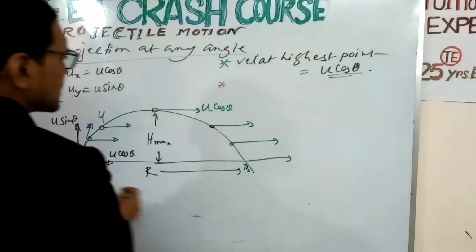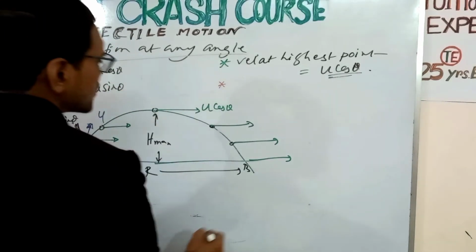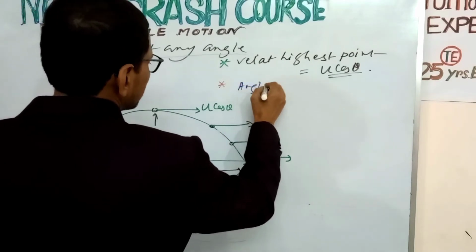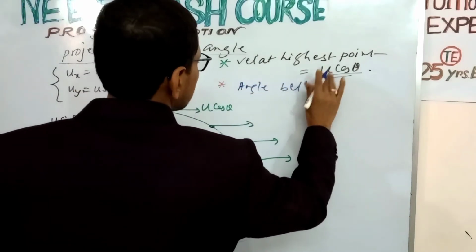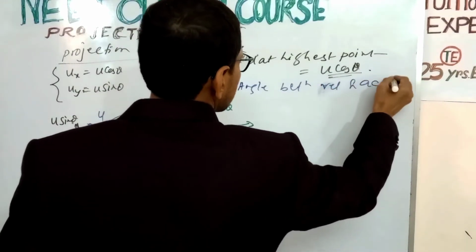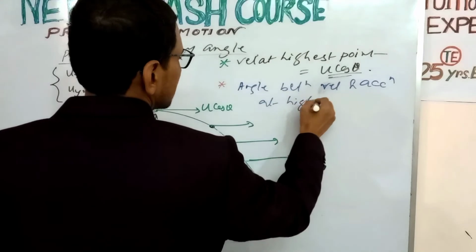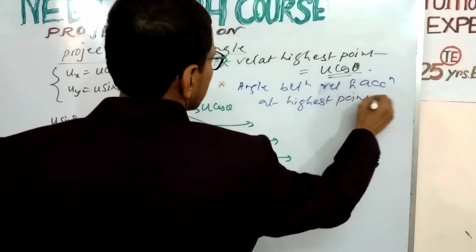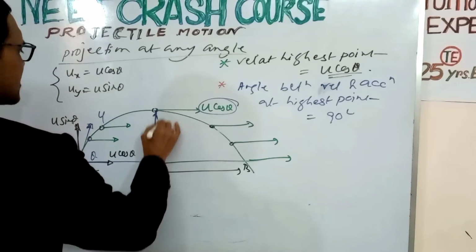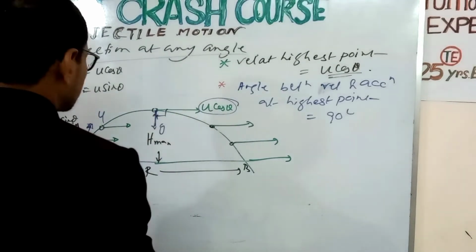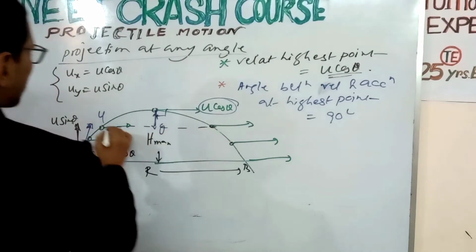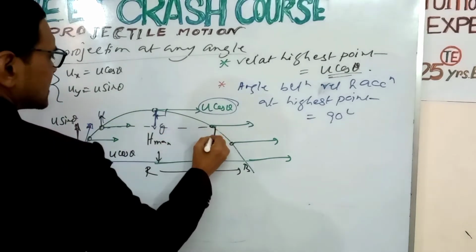Now what is the angle between velocity and acceleration at the highest point? It will be 90 degree, because the velocity direction is here and the acceleration is this way, so the angle is 90 degree. Now along the same horizontal level, the upward velocity and downward velocity are the same.